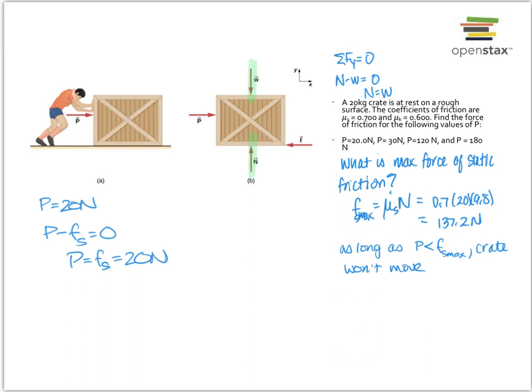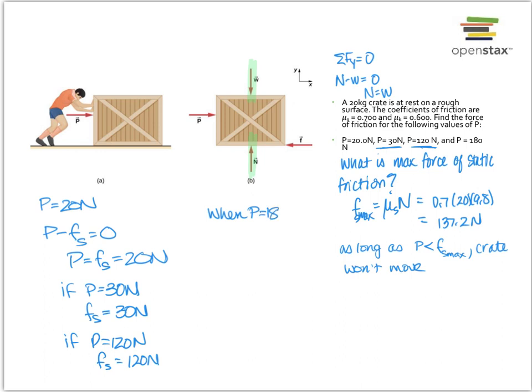And the same thing is going to happen for this one and this one. These are both forces that are less than the maximum force. So if P is equal to 30 newtons, the force of static friction is going to be 30 newtons because we're below the threshold that's going to make the crate move. And if P is equal to 120 newtons, the force of static friction, again, is 120 newtons. Again, it's only when P is equal to 180 newtons, this is greater than 137, so it's going to move.